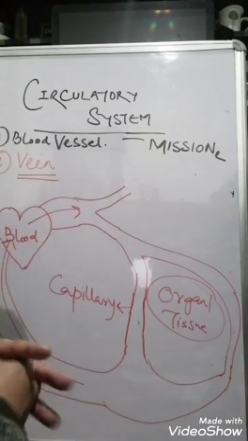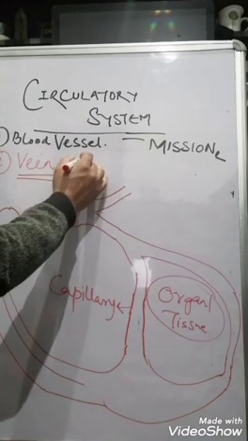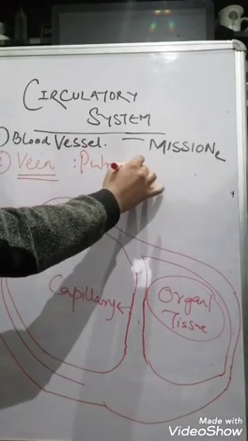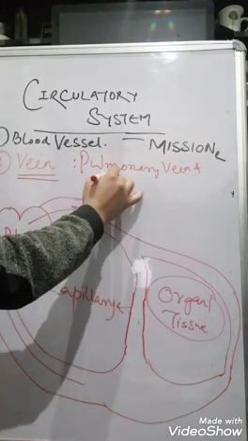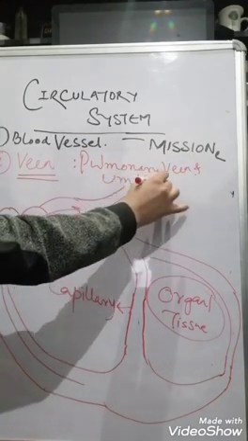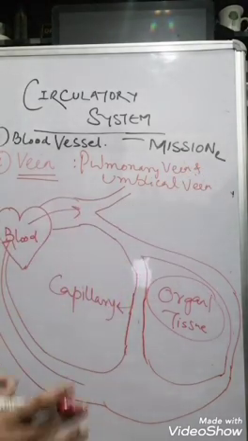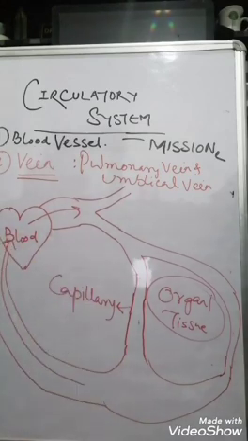Yes, like the artery, there are two exceptions in the vein. There are two veins which do not contain the deoxygenated blood. One, beta, is the pulmonary vein, and another, mere bete, is the umbilical vein. So these are the two veins which are veins but do not contain the deoxygenated blood but contain the oxygenated blood.